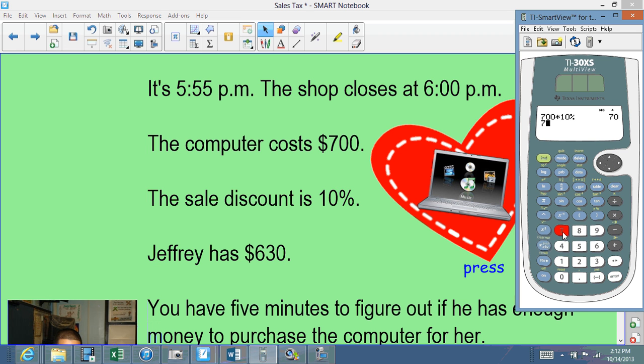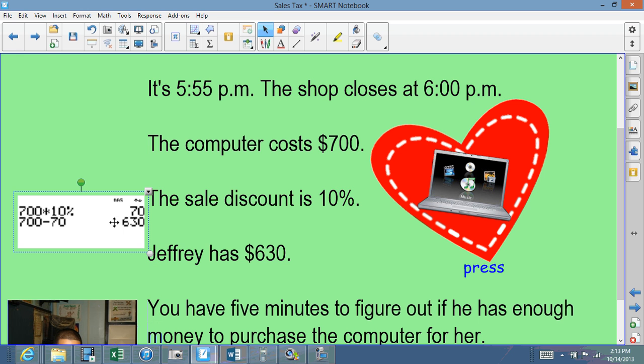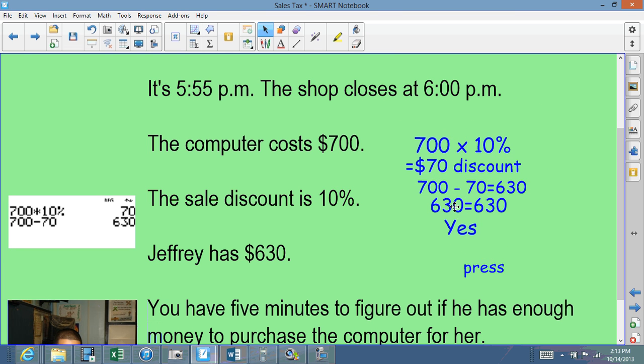Now remember, the computer costs $700. So they're going to take off of the price $70. And that'll leave them a price they would have to pay of $630. So hopefully there's no tax they have to worry about. So they would have to pay $630, and that would be the amount of money that Jeffrey happens to have in order to pay for this computer, and Jeffrey has $630. So the answer would be yes, he has enough money to pay for the computer providing there is no tax.